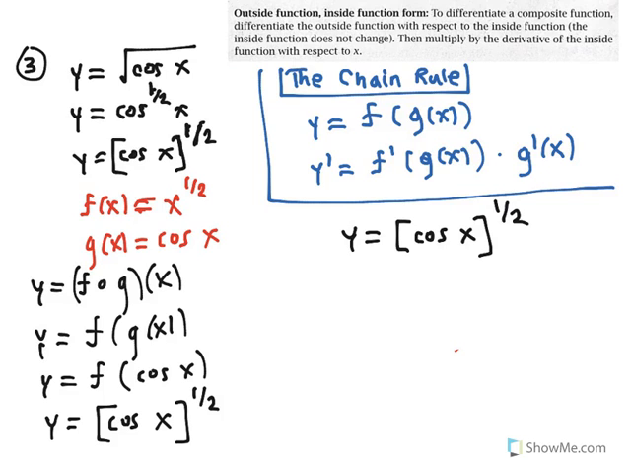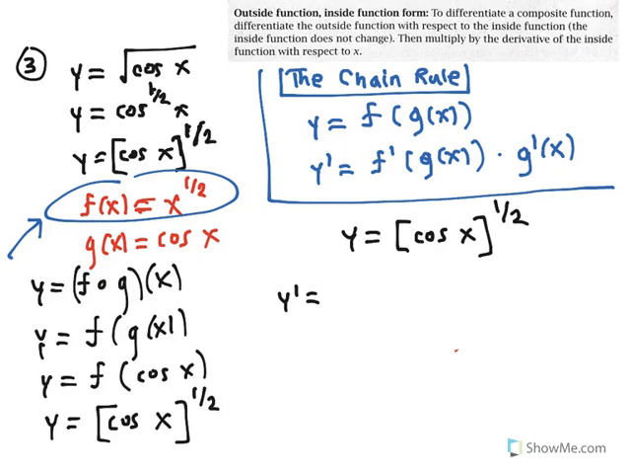The inside function is cosine x, and the outside function is x to the 1/2 or the square root of x. So to find the derivative of this composite function, we will use the chain rule. So y prime is equal to the derivative of the outside function evaluated at the inside function. Our outside function is f of x is equal to x to the 1/2. You can find the derivative of that outside function by using the power rule.